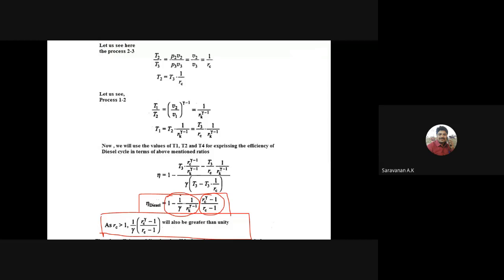So the efficiency of the diesel engine is less than the Otto cycle for the same compression ratio. That is, the Otto cycle efficiency is greater than the diesel cycle for the same compression ratio. You can remember this: the efficiency of the Otto cycle is more compared to the diesel cycle at the same compression ratio.